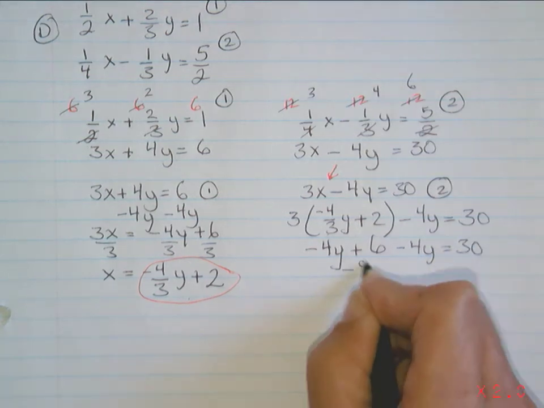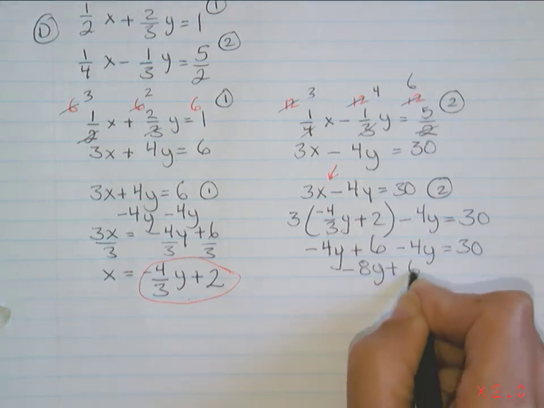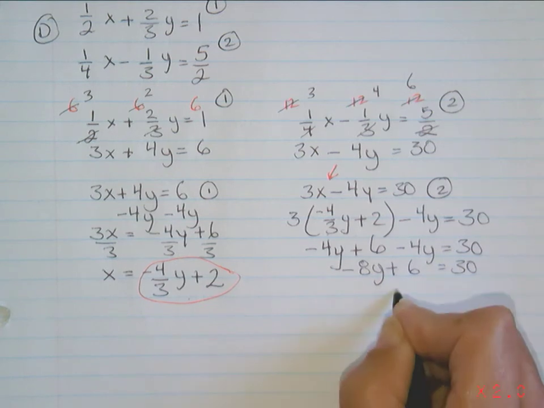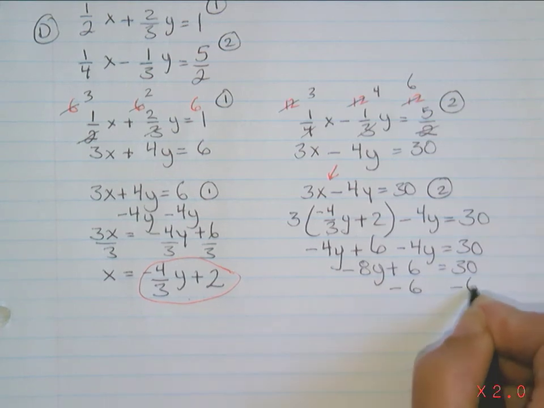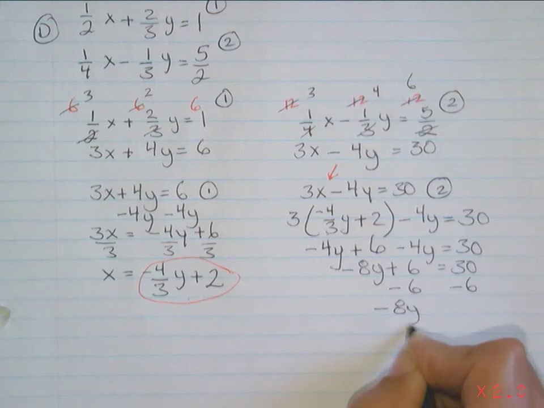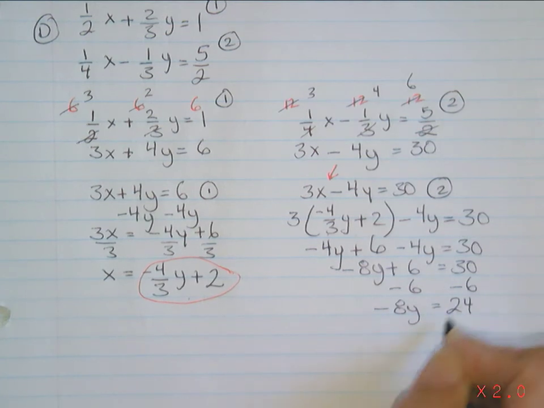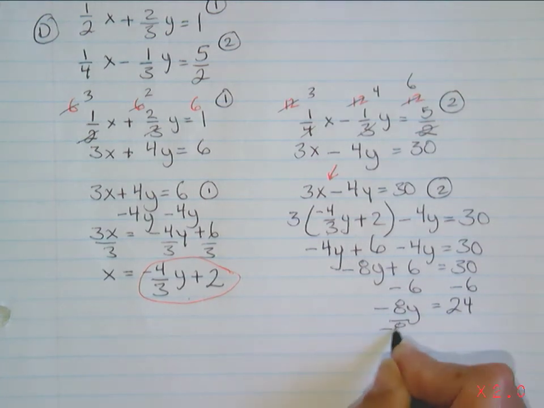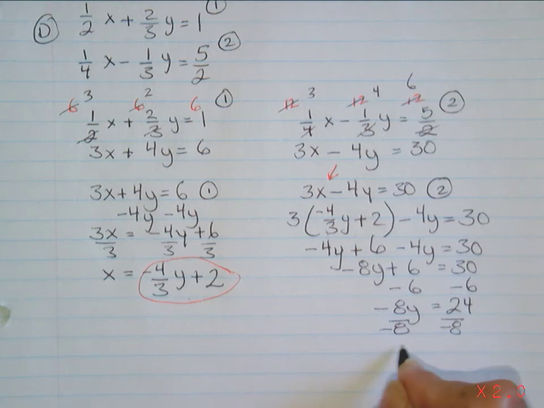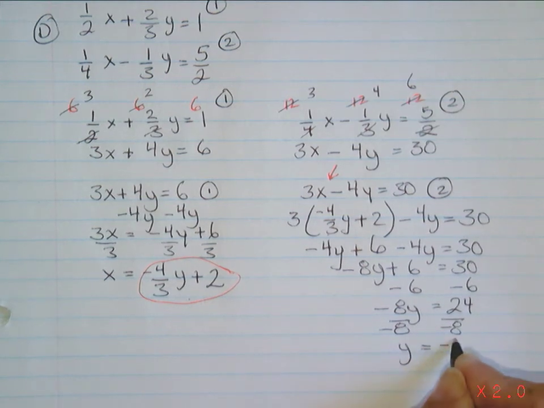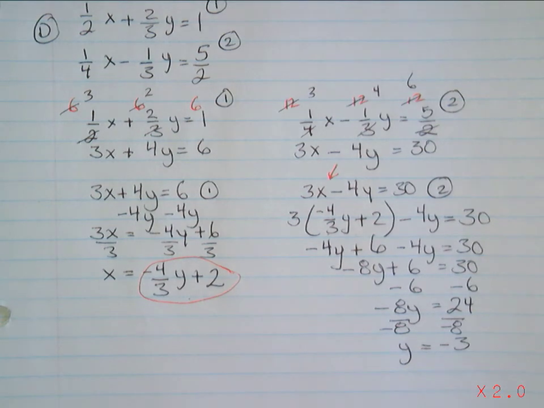That means you have negative 8y plus 6 equal to 30. Subtract 6 from both sides. Negative 8y equals 24. Divide both sides by negative 8. And y equals negative 3. Now I don't have room to do the next one right beside it.